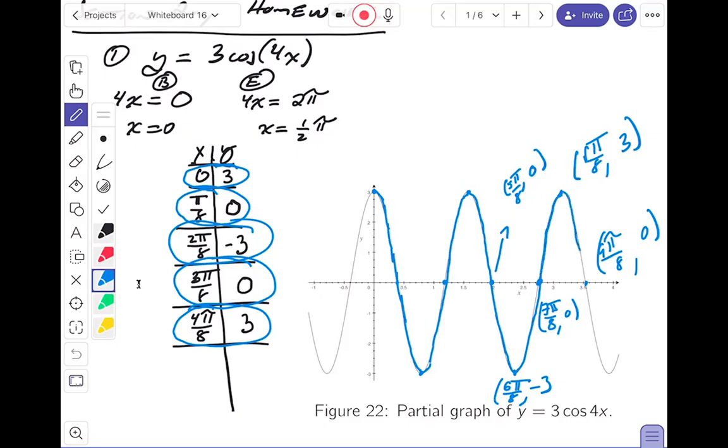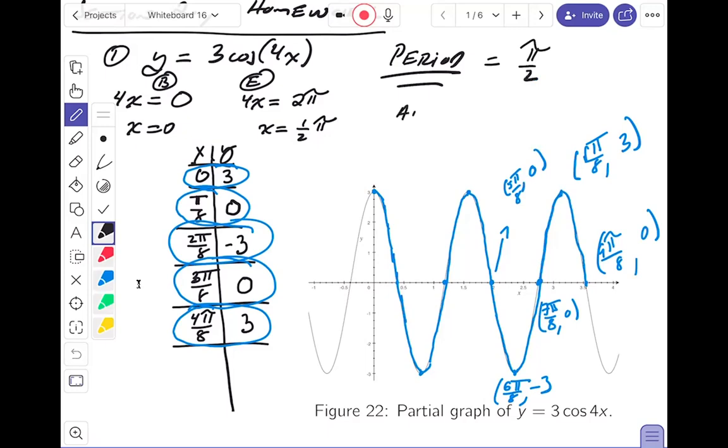All right. What are the other questions they're asking about over here? They're asking for the period. Let me write the period down for you. The period is the length of a cycle, and this cycle starts from 0 to pi over 2, so its period is pi over 2.